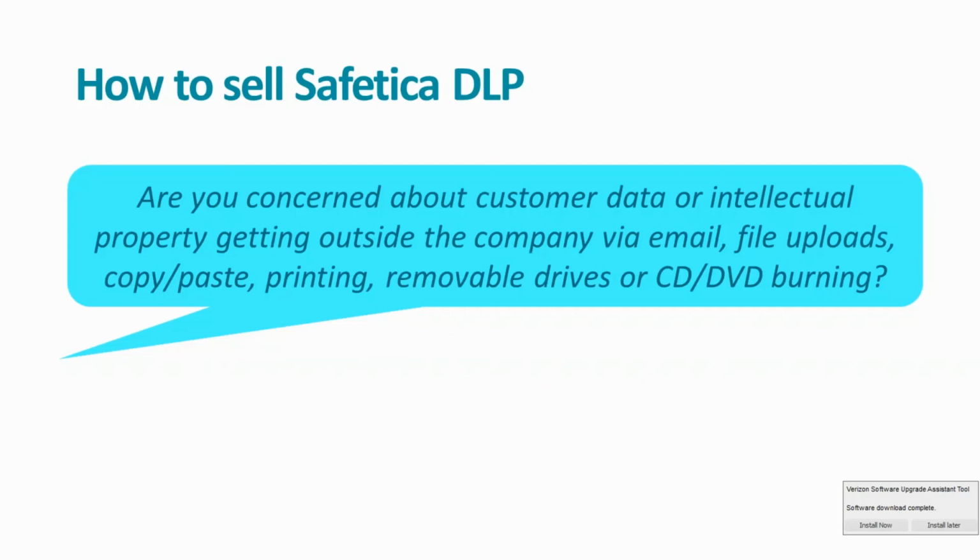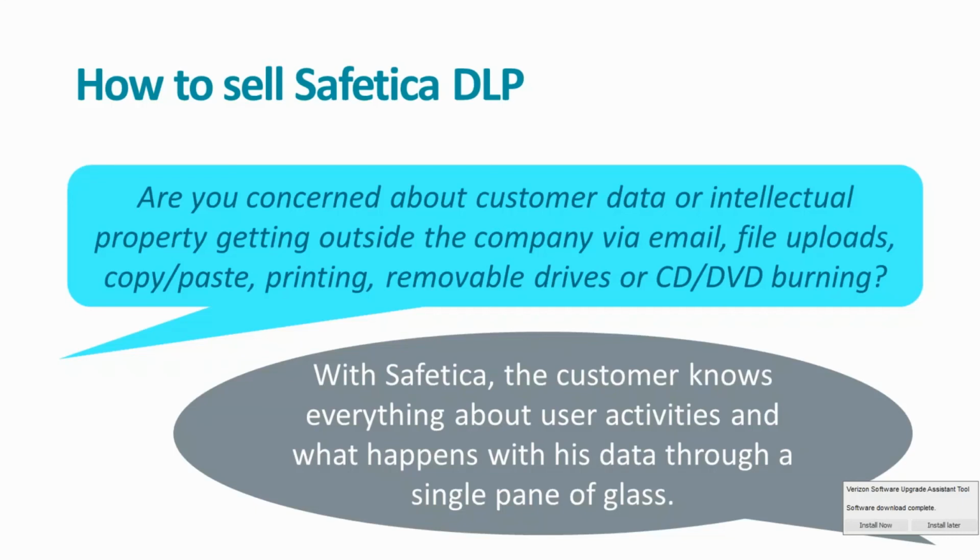If it's an insurance company, we can talk about the client database, because they have a lot of sensitive data about clients' income and their health conditions and stuff like that. We can tell them that with Safetica you know everything that happens, and you can protect this kind of sensitive data. Because solving the customer's problem is the best way to sell anything. Right?